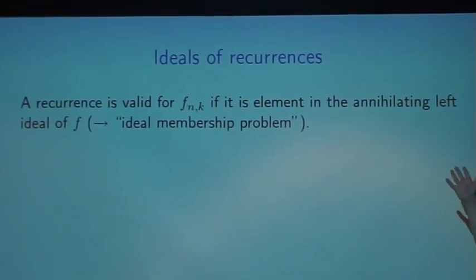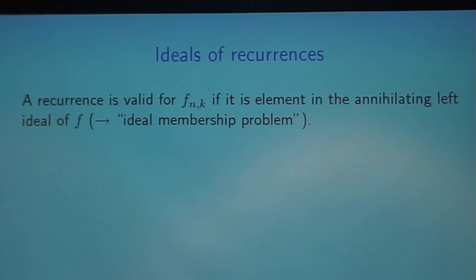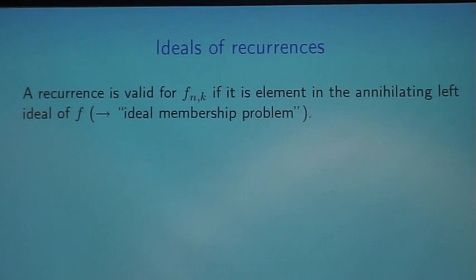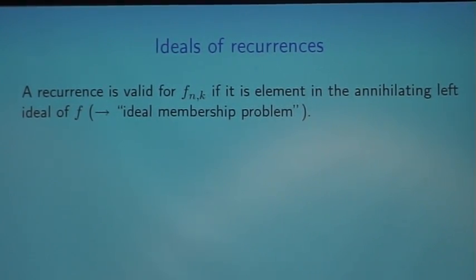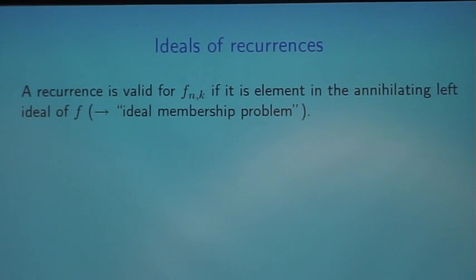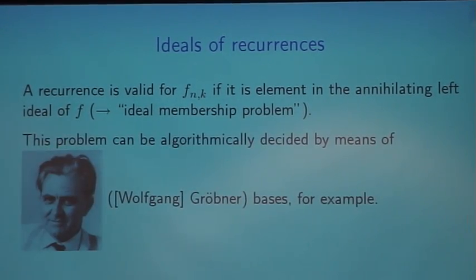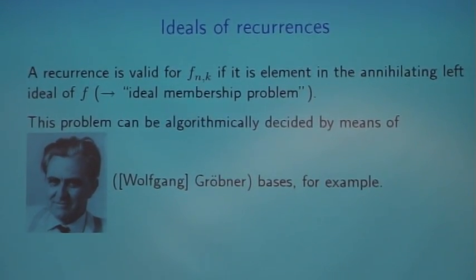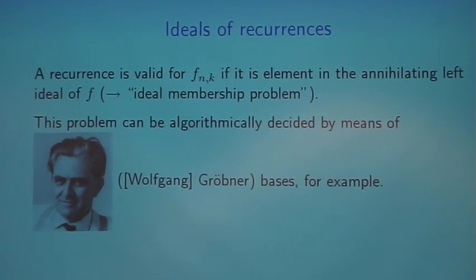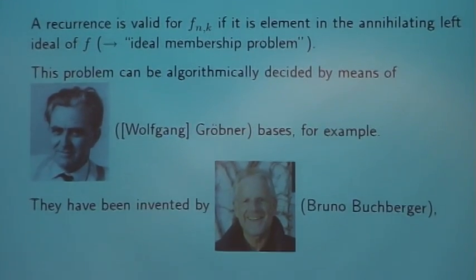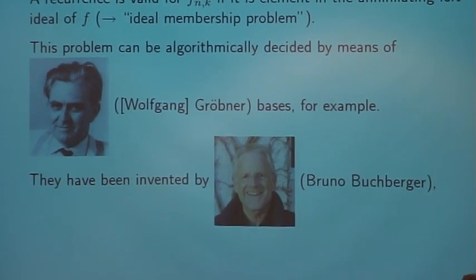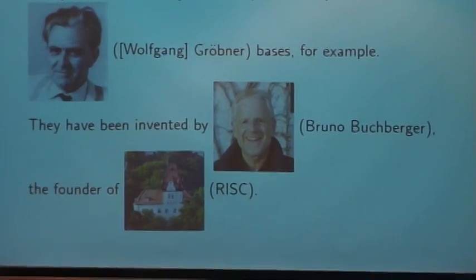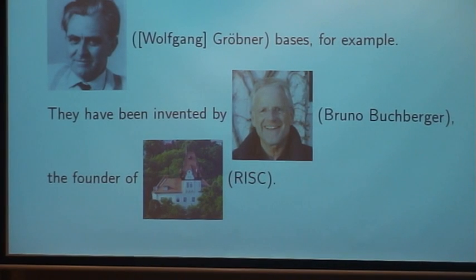So if we speak about ideals, the question is always the ideal membership problem. We want to know whether a given recurrence is in the ideal, or in other words, is a valid recurrence for the function in question. And so we have to decide whether it's a member in the ideal, and this can be solved by what is called Gröbner basis. This is one tool for deciding this problem. And this is what I will use. So I will compute Gröbner bases of these ideals. My personal connection to the Gröbner basis is that they have been invented by Bruno Buchberger, who is the founder of RISC, where I got my PhD from.